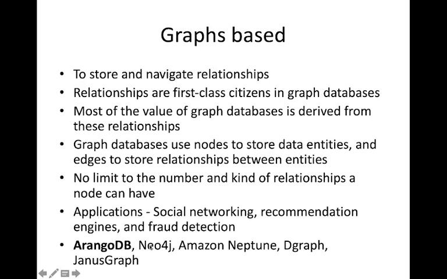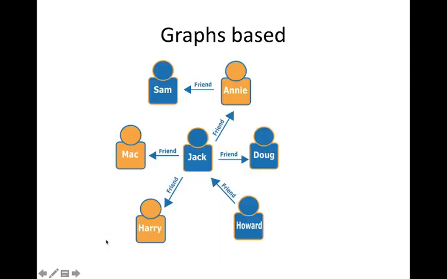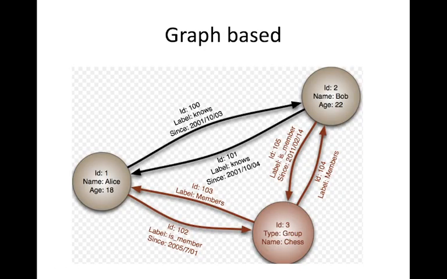So these are some of the examples: ArangoDB, Neo4j, Amazon Neptune, Dgraph. All these are examples of graph-based databases. We'll learn more about the characteristics of ArangoDB in the next lecture. So this is an example of a graph base. There will be different nodes. So Annie is a friend of Sam, like this. Jack is a friend of Annie. Jack is a friend of Mac, like this. We will model these relationships. So this is an example of a graph base. All nodes will represent entities, and the relationships will be modeled in the edges. Those edges will be showing those relationships.